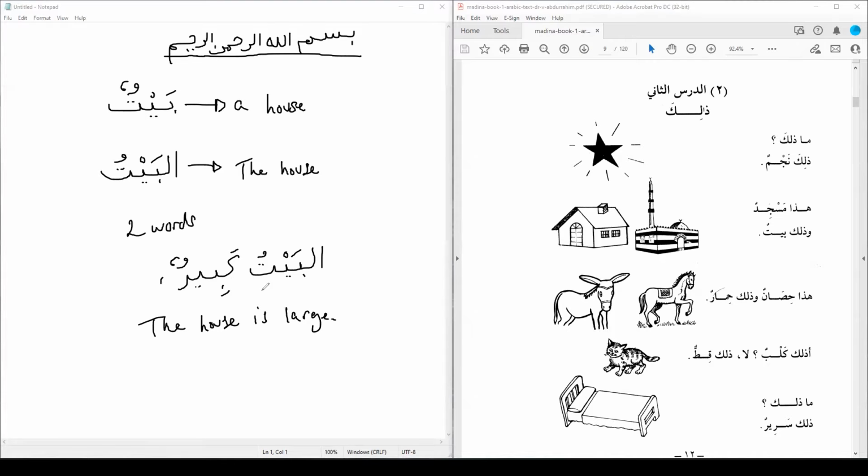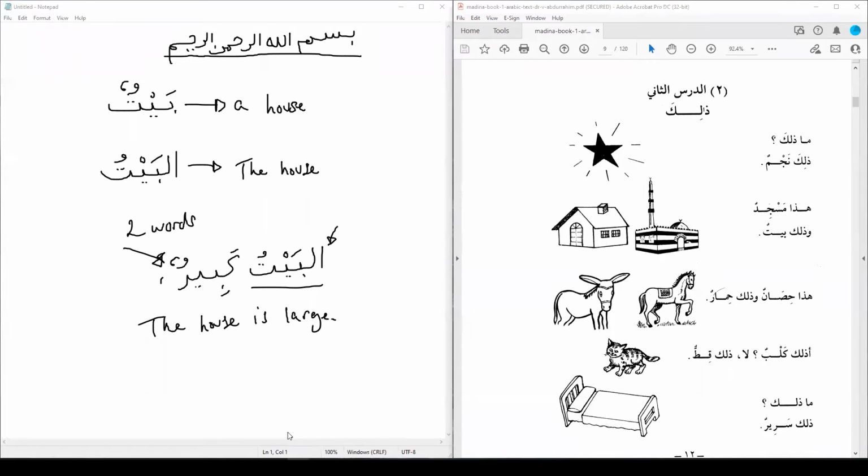So it's two words. The first word has alif wa lam, so it's definite. And the second word has tanween, so it's indefinite. And this is how the structure of a basic sentence that has two words will be formed in the Arabic language.